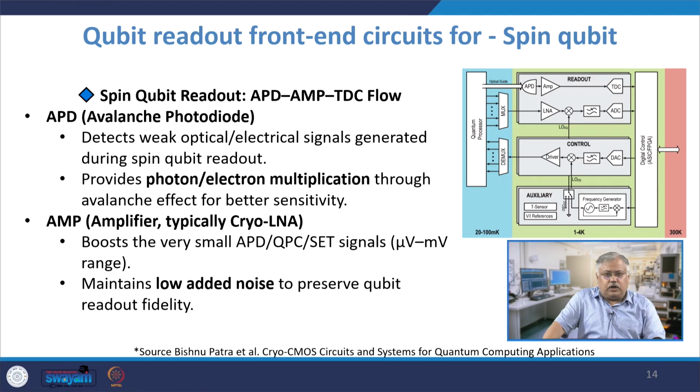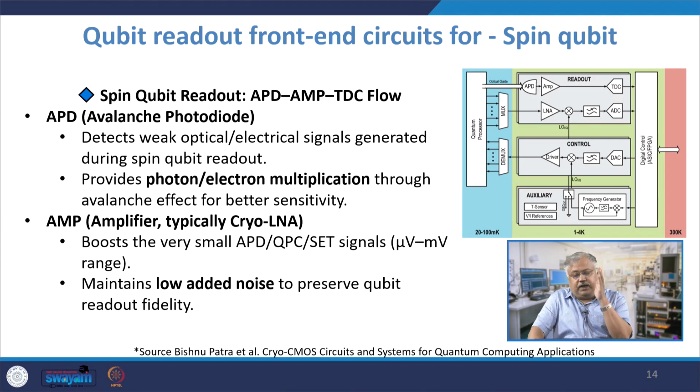These optical signals are sent to an APD. APD is an avalanche photodiode where there is carrier multiplication, so each photon comes and an electron hole pair generation takes place, which further generates more and more electron and hole pairs, and therefore you see a sudden surge or a sudden spike of charge after the avalanche photodiode. After that it goes to an amplifier, basically a typical cryo-LNA, and as I discussed with you earlier also, it maintains low added noise and boosts the output signal, SET signals, right.